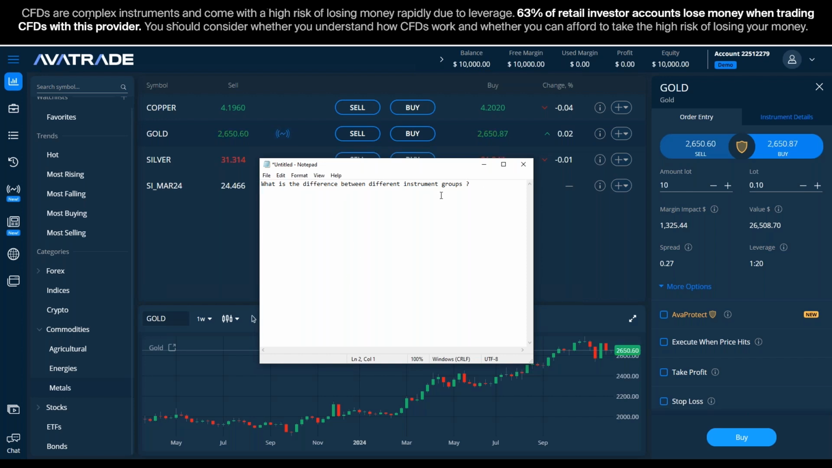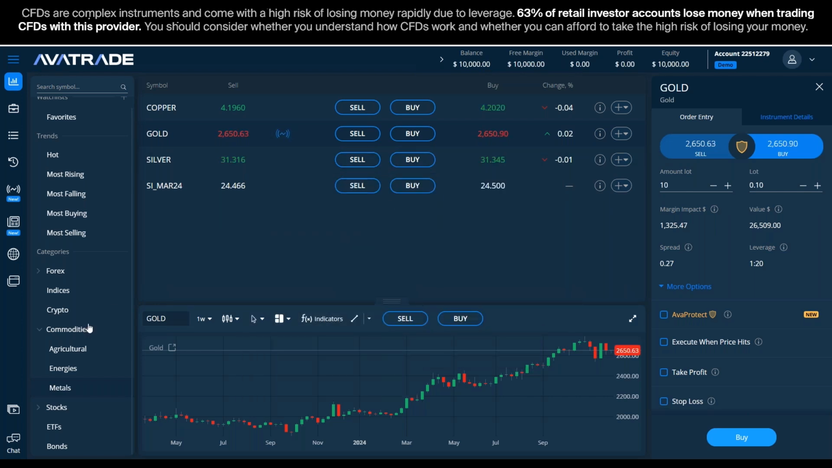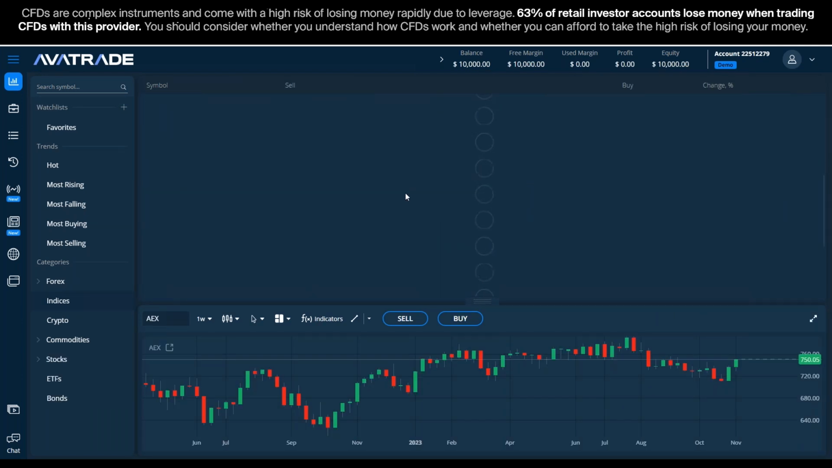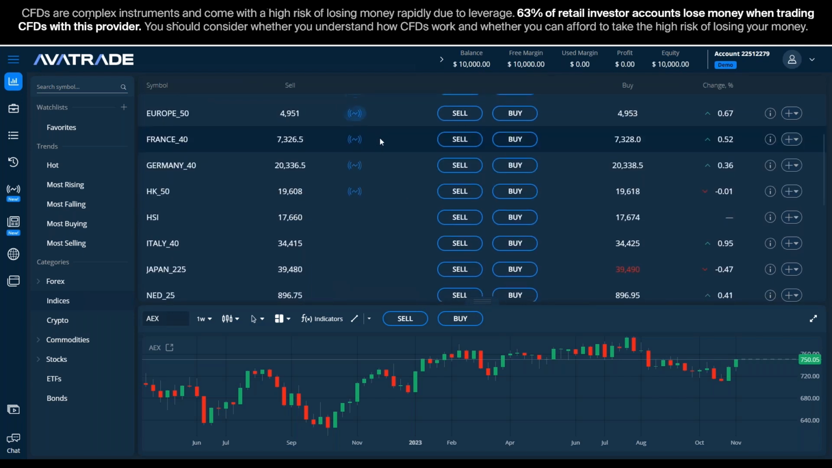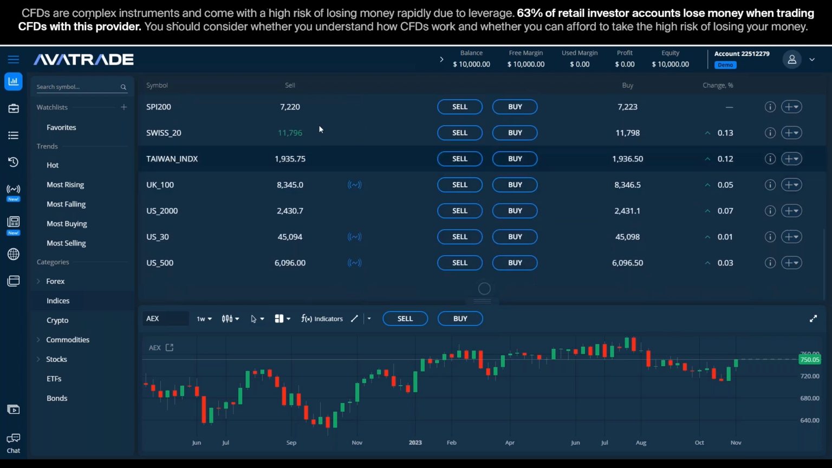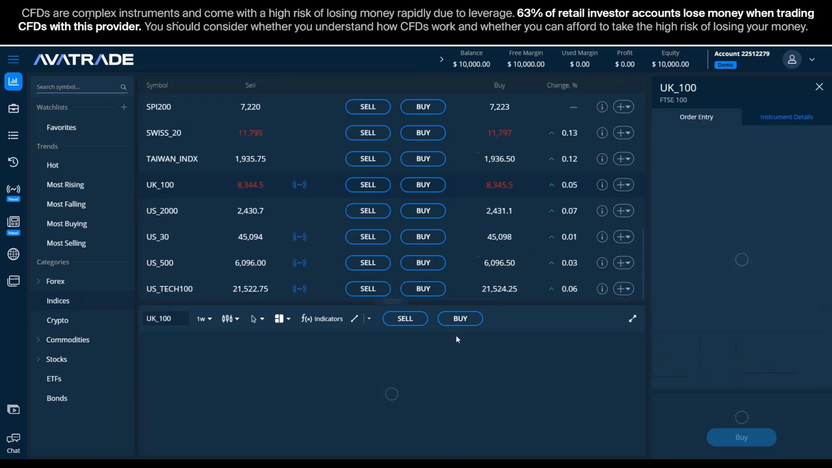Well, if we go through the categories, we can see that the major difference we can think about is the movements between different groups. So for instance, if I take one of the indices, let's find something. Maybe let's go with FTSE.